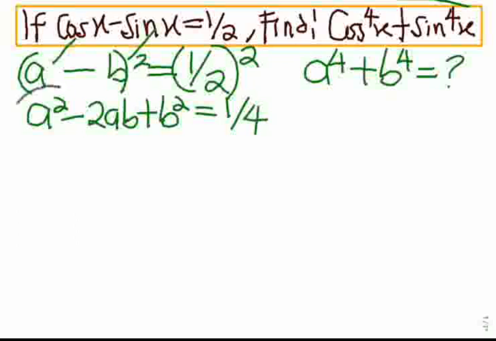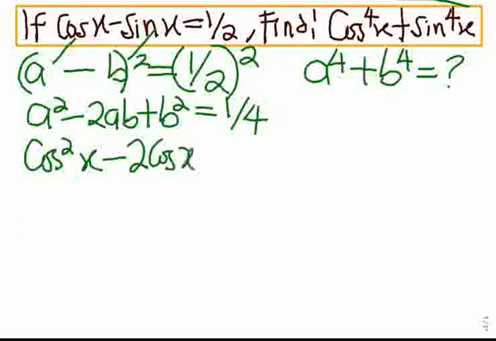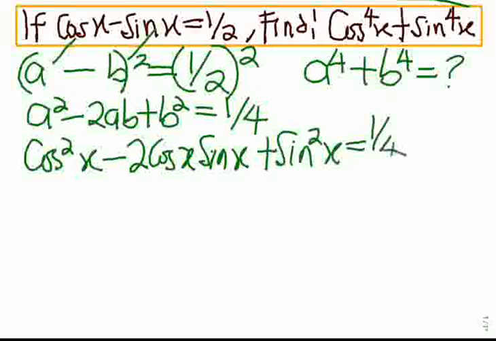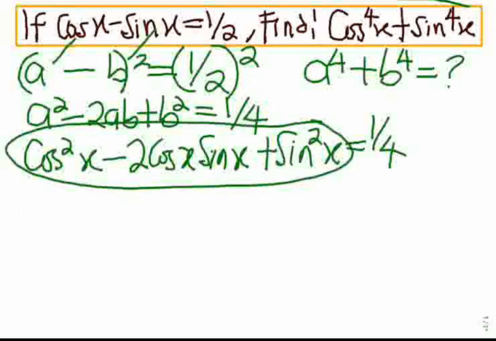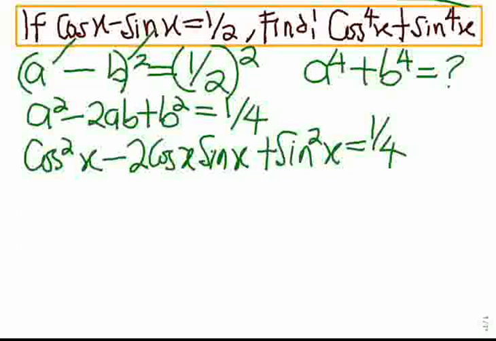Now remember that our a is cos x. So a square is cos square x, minus 2ab. That is minus 2 times a, which is cos x, times b, which is sin x, plus the square of b from here, that is the square of sin x, which is sin square x. This equals 1 over 4. So I have been able to replace back the a and b, which is cos x and sin x respectively.